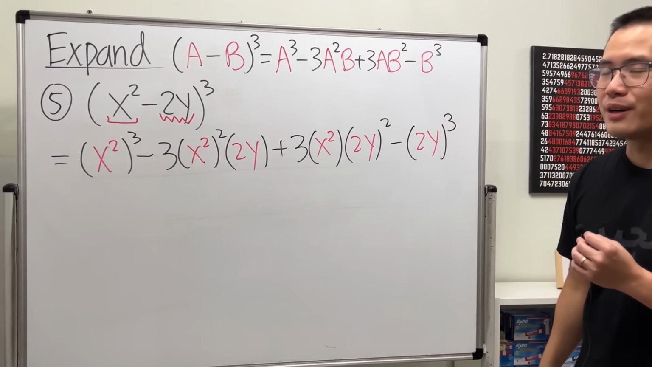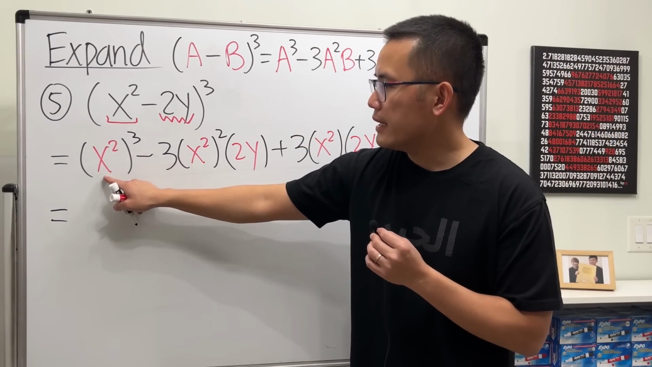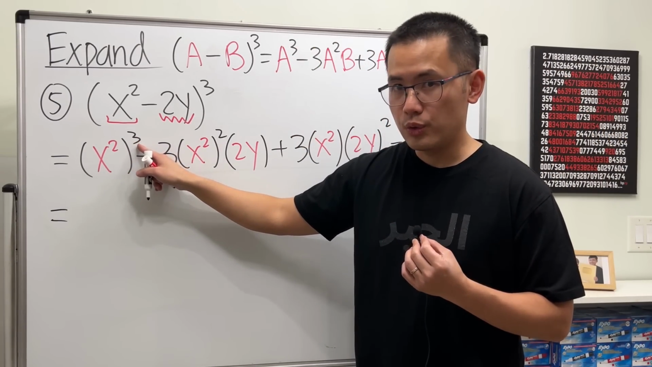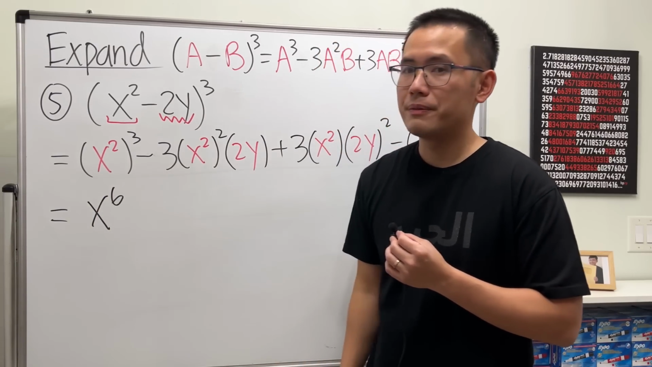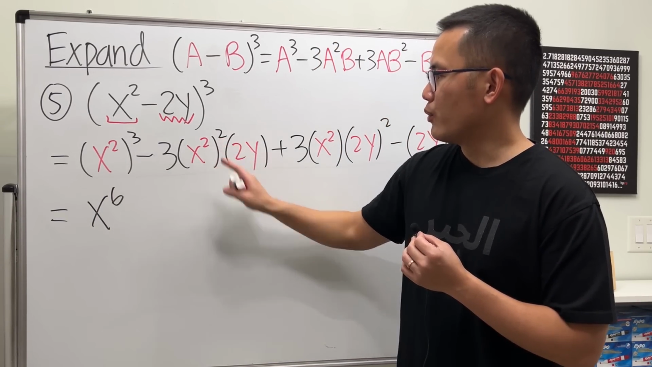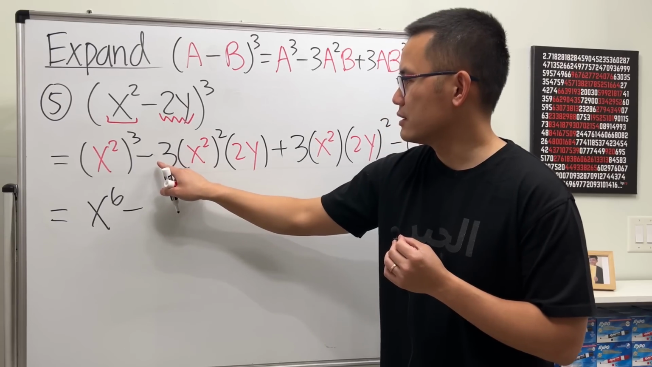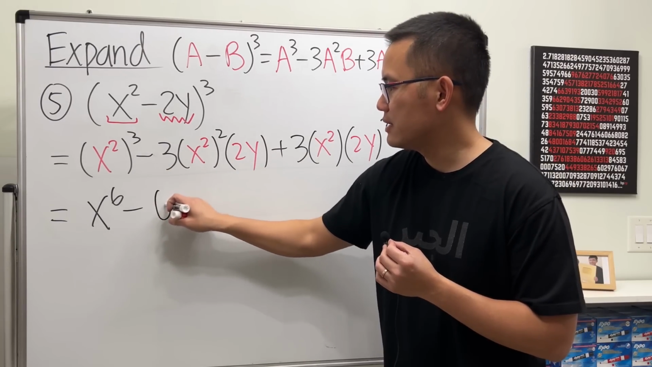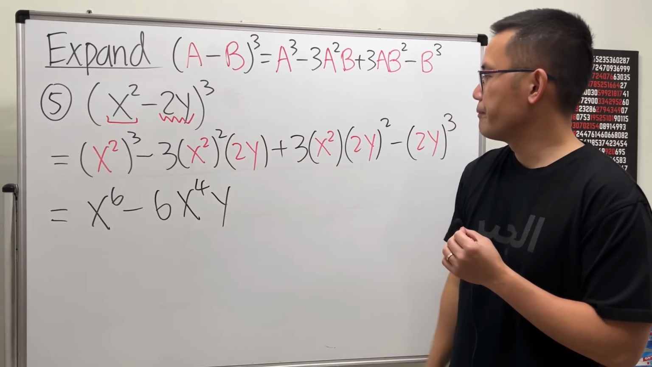So this is the write out. Now we just have to work it out. Here we have x squared, and then to the third power, we multiply the powers, we get x to the 6th power. Continue. This is x to the 4th power, okay? And then we will have to do negative, right? This is the negative 3 times 2, so that's minus 6, and then x to the 4th power y.